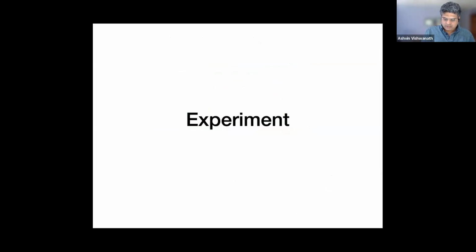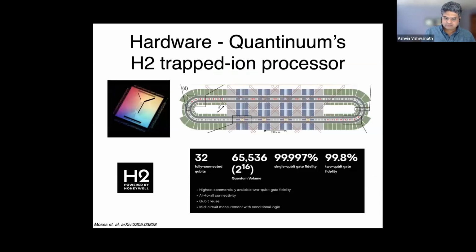Let me switch to the experiment, where I can show you the results of doing all of this as well. Just a brief aside on the experimental system. This is the hardware that we're going to be talking about. It's ions. If you're really interested, it's ytterbium 171 plus. The two hyperfine levels of that are going to be the quantum bit.